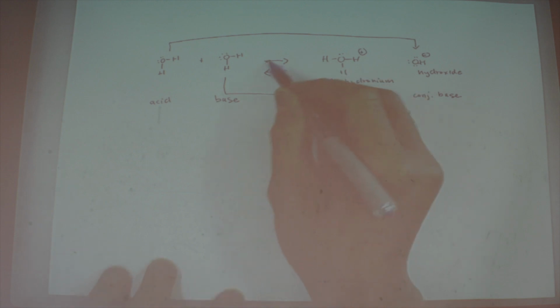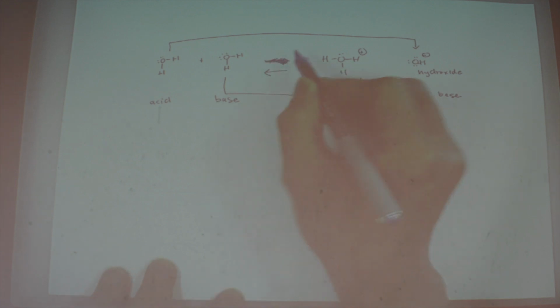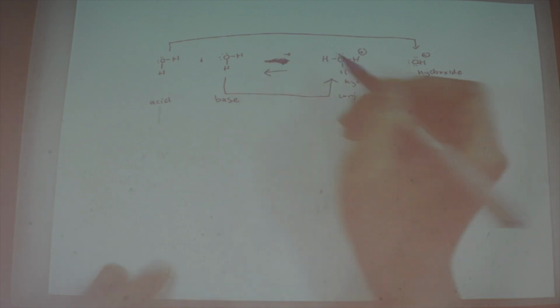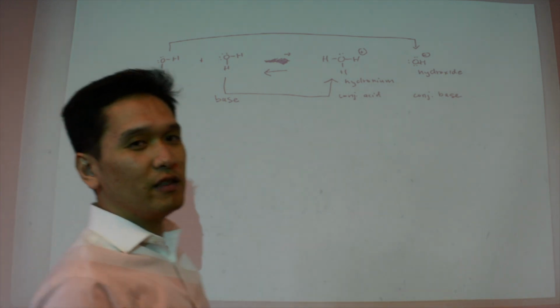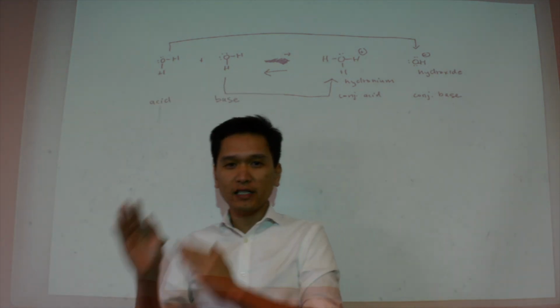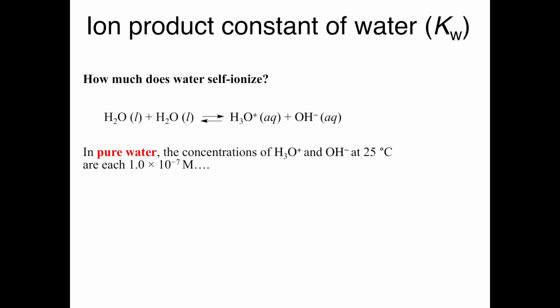It turns out the forward reaction is very, very small. It cannot compete. So we can draw it as a small arrow. But still, even though it cannot compete, it still does happen to some extent. So how much does that happen? How much does water self-ionize?